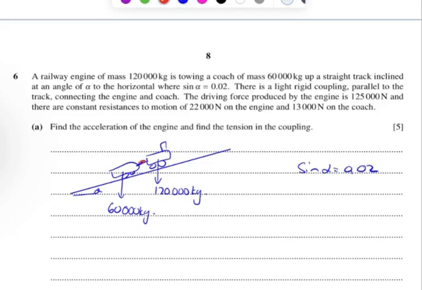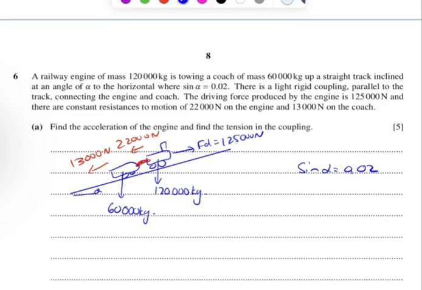This is already looking interesting. So now we've got a coupling, and it's light and rigid. The driving force produced by the engine is 125,000 Newton. And there's a constant resistance to motion, so let's put that in red: 22,000 on the engine and 13,000 on the coach. Make sure that you've got all the zeros, and the right friction on the right object. I have gotten that wrong before.